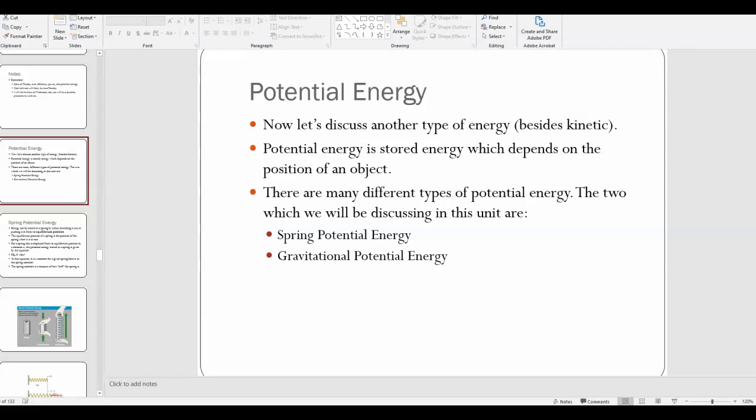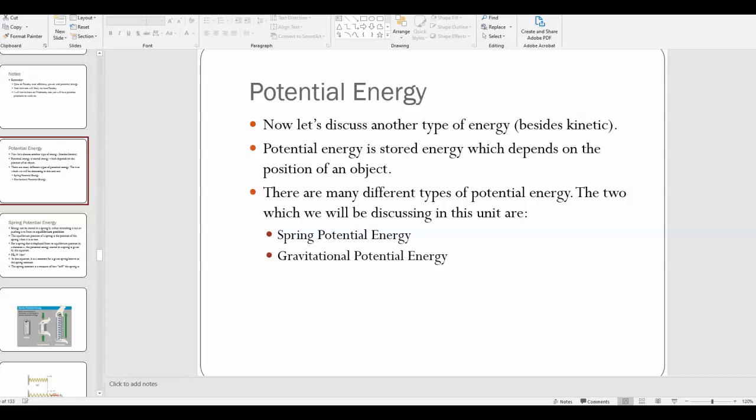Okay, so in this video, we're going to talk about potential energy. So far in this unit, we talked about work, which is not a type of energy, but it's the way a force transfers energy to or from an object. And so really, the only energy we've talked about so far is kinetic energy, which is the energy of motion. So in this video, we're going to talk about potential energy, and there are two main types of potential energy we're going to talk about.